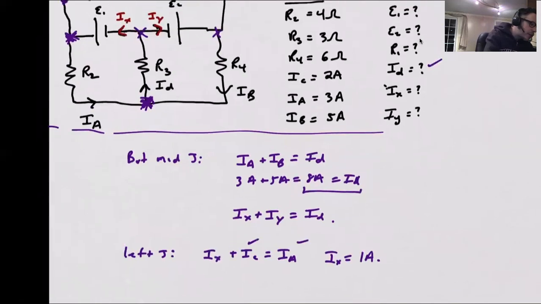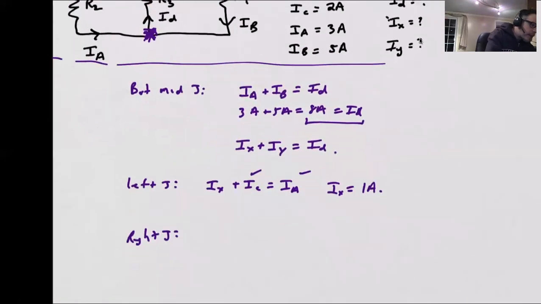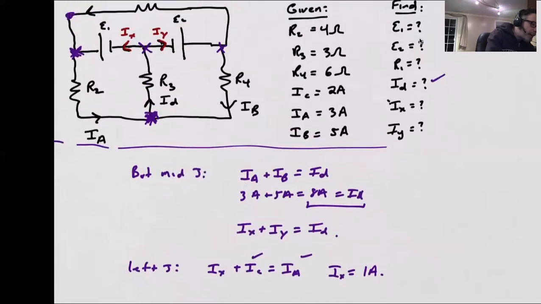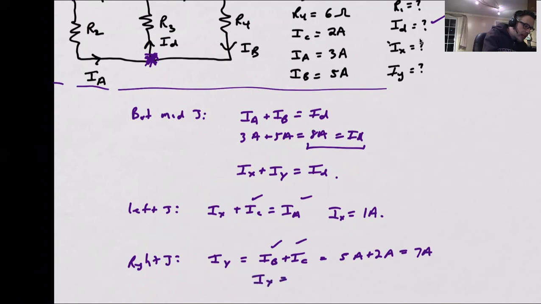Do the same thing for IY at the right junction. So at the right junction, what do we have? Flowing in is IY, flowing out, we have IB plus IC. We know IB and we know IC. This is 5 amps plus 2 amps, also known as 7 amps. So IY now is 7 amps.